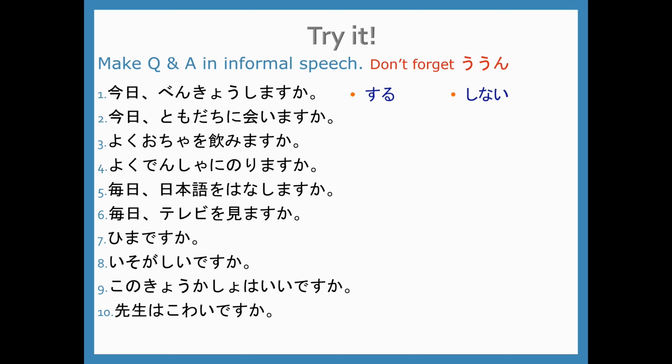How about 今日友達に会いますか? To change the ending, we just change 会いますか to 会う? 今日友達に会う? If I want to say I will meet them, then I can say 会う. If I want to say I won't meet them, 会わない. So this is how we can ask questions and answer them in informal speech. So let's do a little practice with the questions below using informal speech.